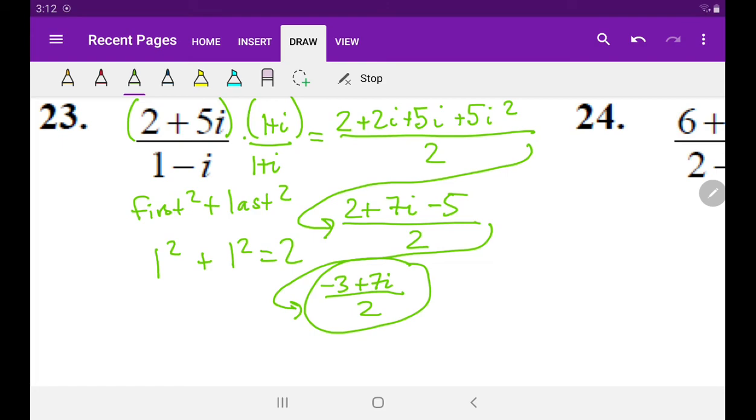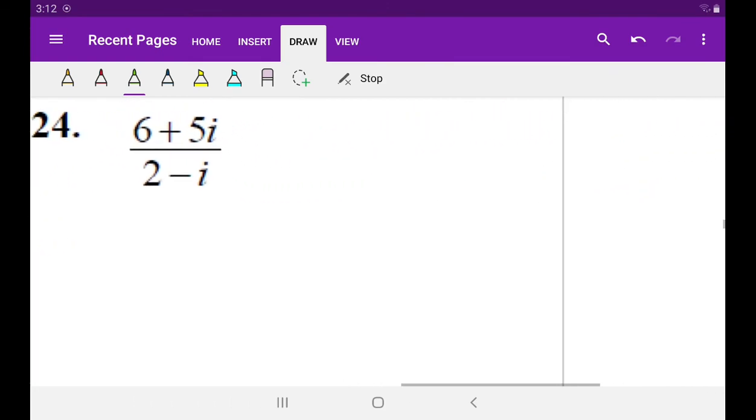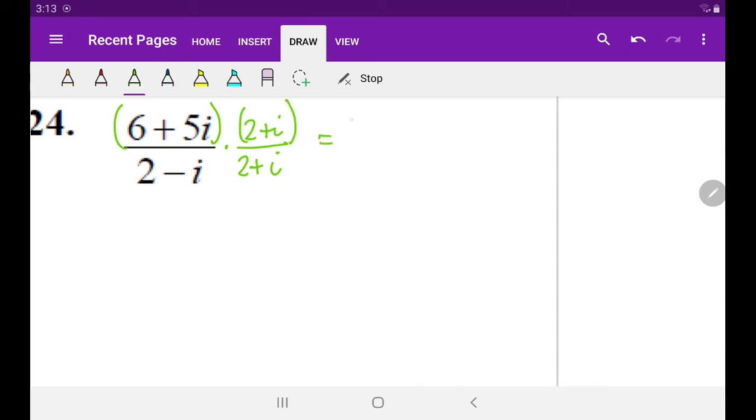Let's go ahead and do 24. So for 24, our complex conjugate will be 2 plus I. So we'll multiply our numerator and our denominator by 2 plus I. Okay. So up top, if we FOIL that, so let's see. So pretend that we have parentheses here, and so my first 2 times 6 is 12. My outers, 6 times I is 6I. My inners, 5I times 2 is 10I, and then my last 5I times I is 5I squared, okay?